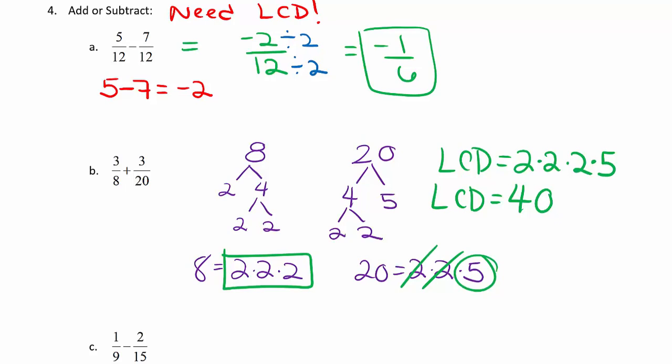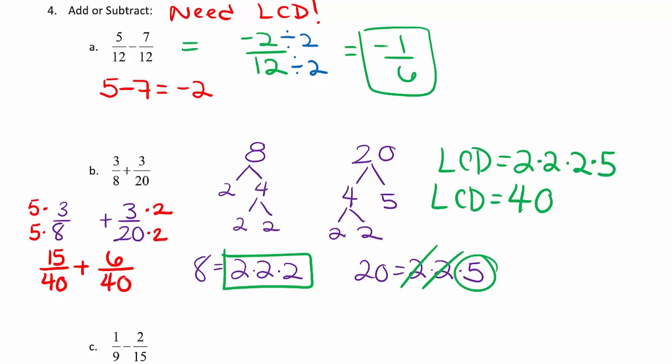Then the idea is to take the two fractions, 3 over 8 and 3 over 20, and rewrite them so they have that LCD. So to turn an 8 into a 40, I have to multiply by 5. And so I'm going to do that to the top and the bottom. That gives me 15 over 40. And then I ask myself, well, how can I change a 20 into a 40? I have to multiply by 2, and I get 6 over 40.